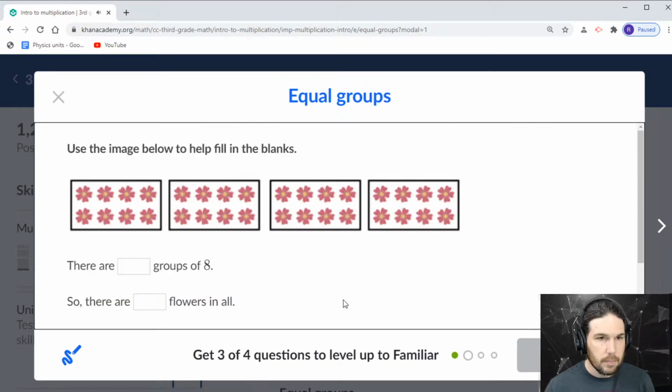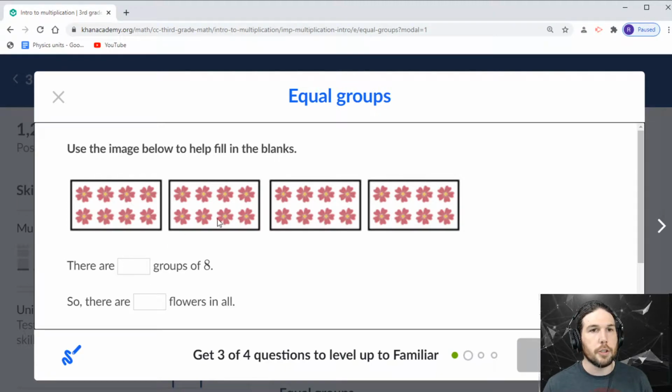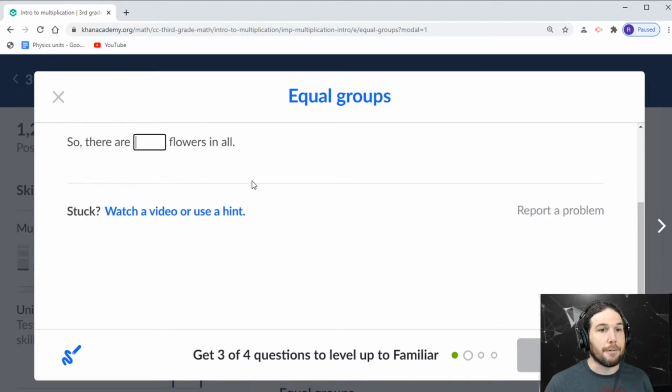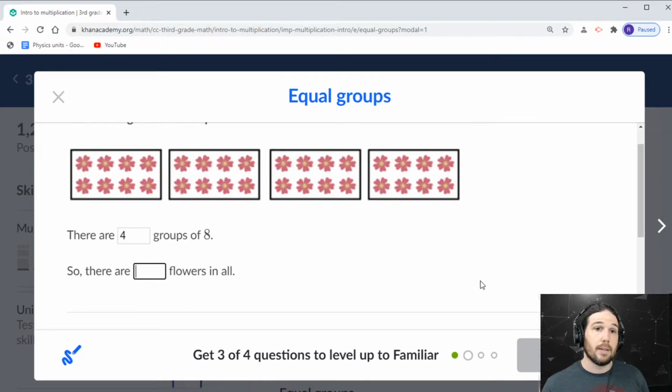Excellent. I see 1, 2, 3, 4 groups of 8. And 4 times 8. Well, let's think about that a little bit because I don't want to count all of those and I don't want to have to count up and I don't want to have to skip count. If I want to multiply 8 times 4, I'm going to multiply 8 times 2 and then multiply that by 2. I know that 8 times 2 is 16 and 16 times 2 is 32. And if that's tough for you, no worries. We're going to do lots more practice. So that's 32 flowers in all.